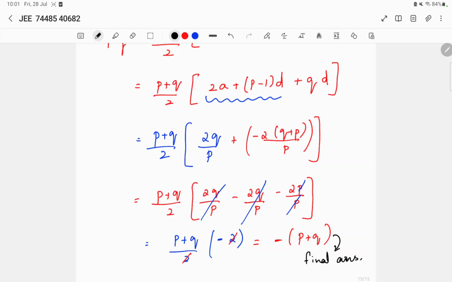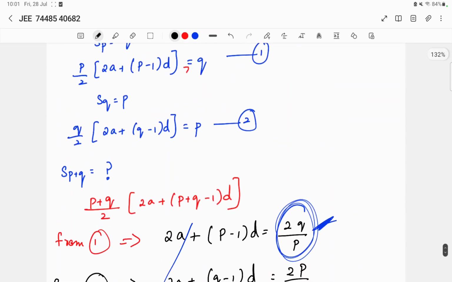The remaining concept, finding the number of common terms of two different APs, we can do in the next class.